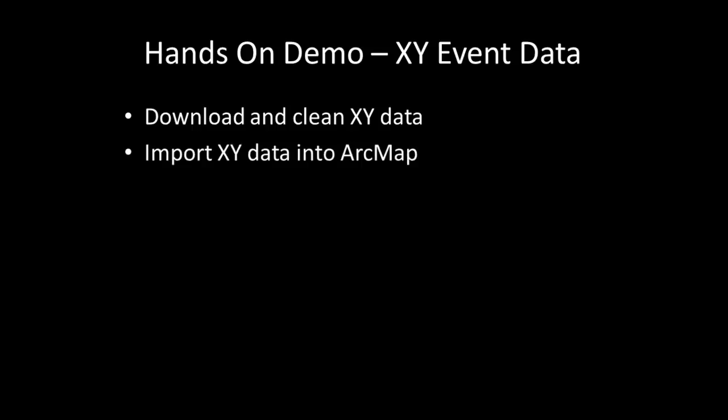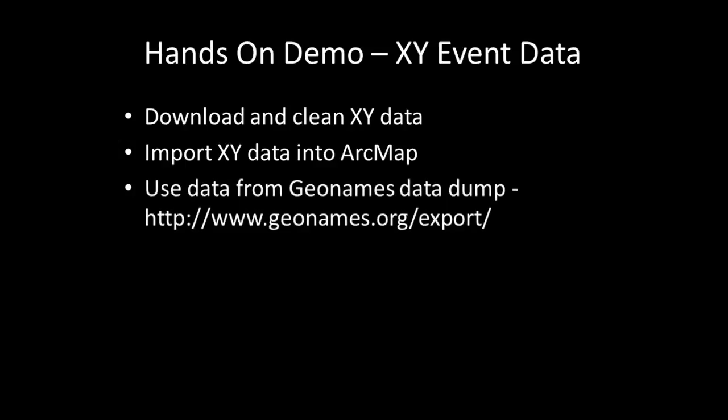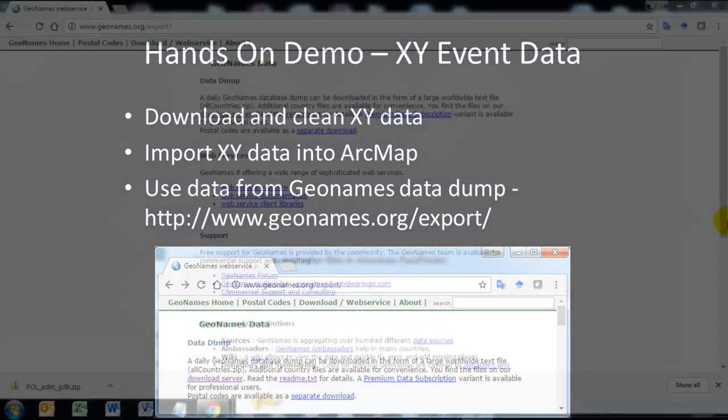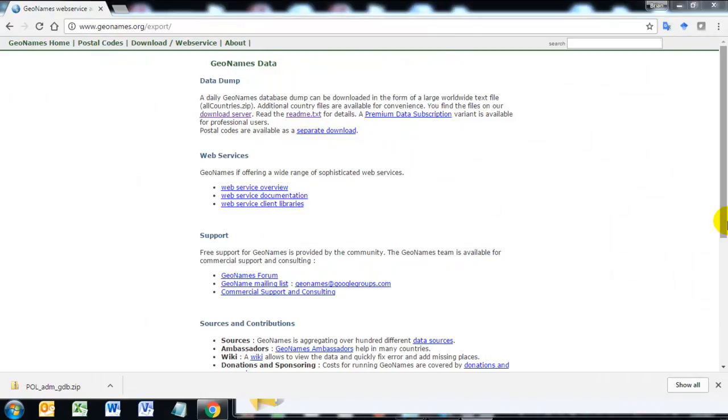In this hands-on demonstration, I will show you a real-world XY event data scenario. Specifically, I'll show you how to download and clean XY data, and how to import XY data into ArcMap. I'll use data from the GeoNames data dump service. GeoNames contains freely accessible place name references from around the world that are stored as XY data. In this demonstration, I'll show you how to download data that has XY event data in it, which you can then use to render the XY data as point features in ArcMap.